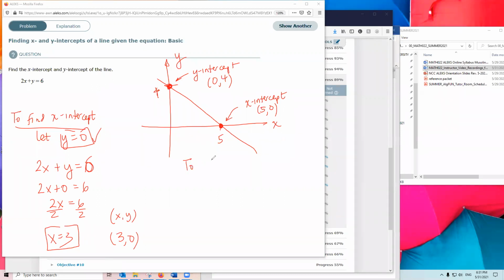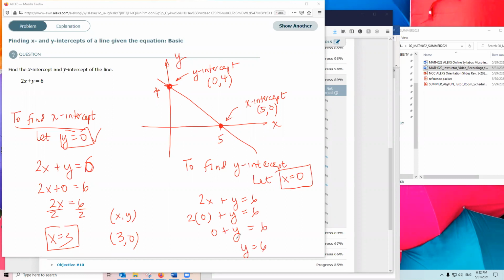All right, let's find the y-intercept. Well, to find the y-intercept, you let x equal 0. So I'm letting the other letter equal 0. All right, well, that means 2x plus y equals 6, but we're letting x be 0. That's 0 plus y equals 6. That's y equals 6. So we have x is 0 and y is 6. 0, 6 is the y-intercept.